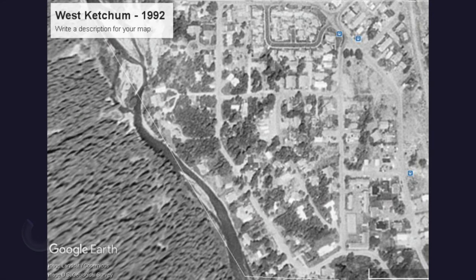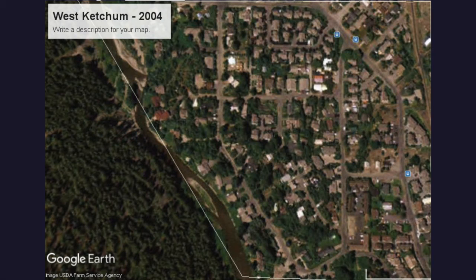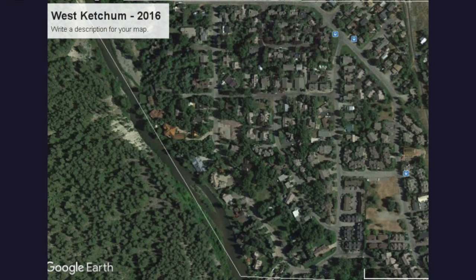So this is how Ketchum looked. The housing in the 90s, when this development was taking off, was in the north area of this photo and dotted across. By the early 2000s, more houses have sprung up in the center region, to the left and to the right. And then over the past decade, housing has made this area of West Ketchum denser.